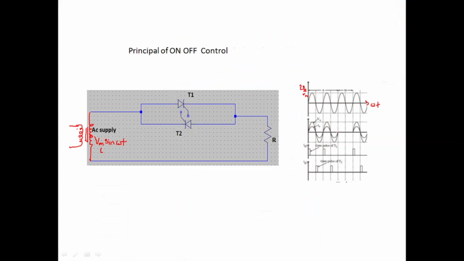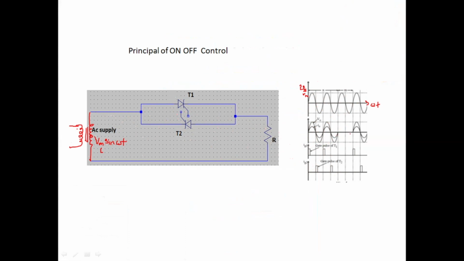But in the third cycle, at the end of this half cycle both thyristors are in the off state, correct? We are not applying gate pulses in the next cycle to T1. So what happens? In the next positive half cycle, T1 is not conducting because we have not applied any gate pulses. So the load is not receiving any current from this source. So no load voltage, or else I can say that the load voltage is 0.